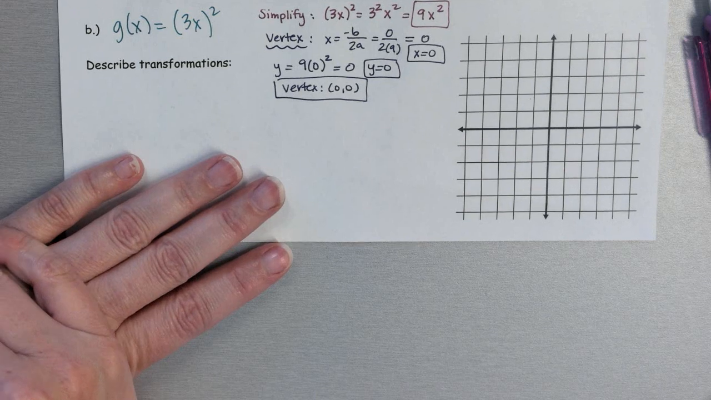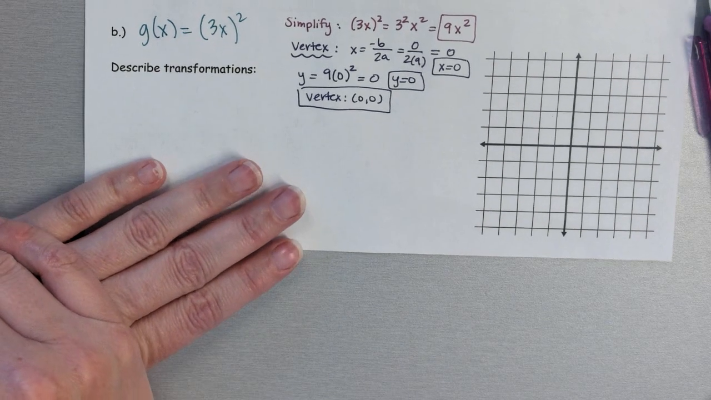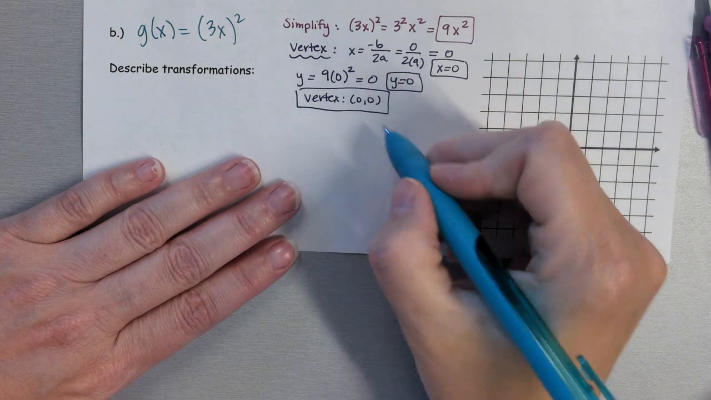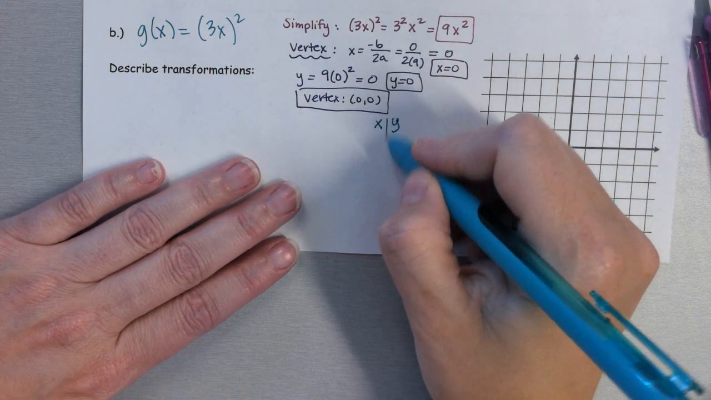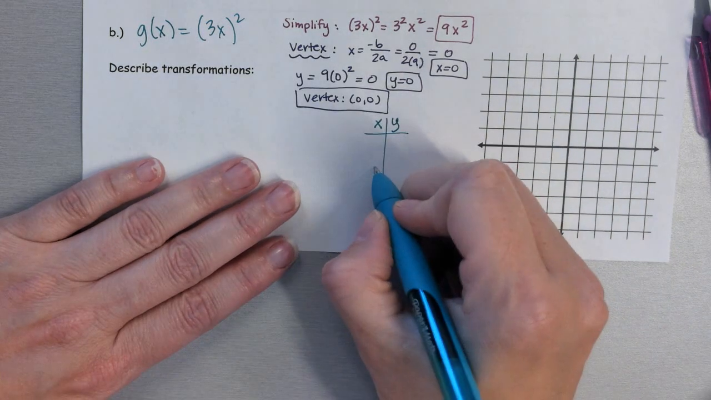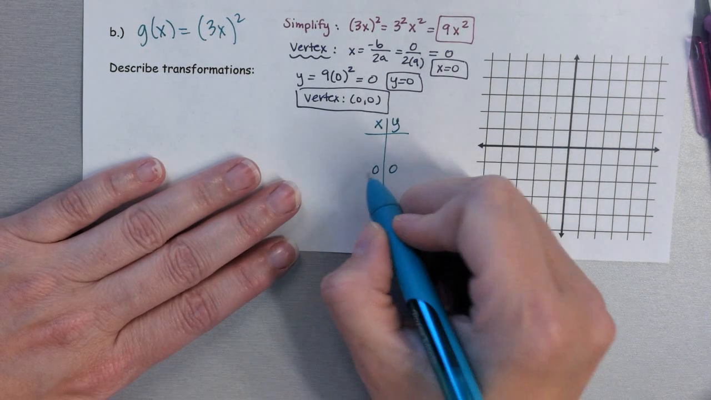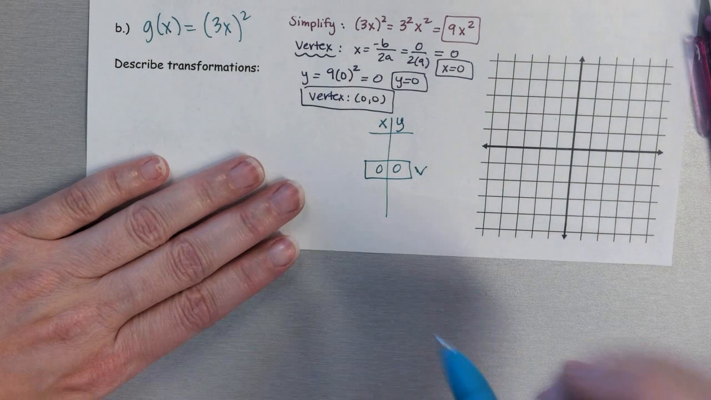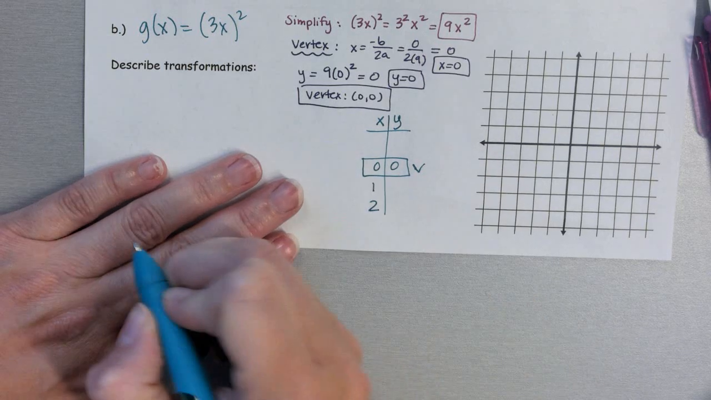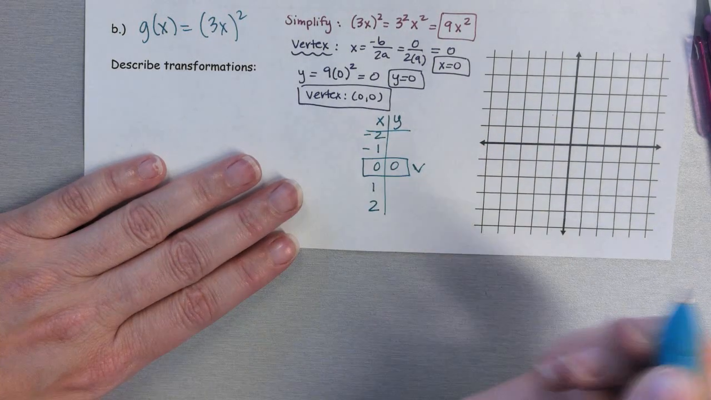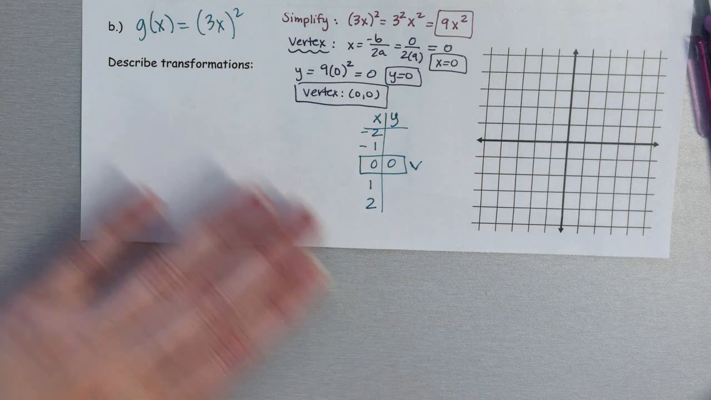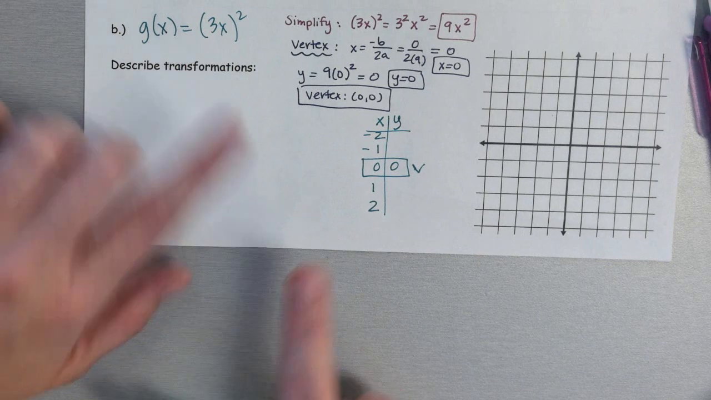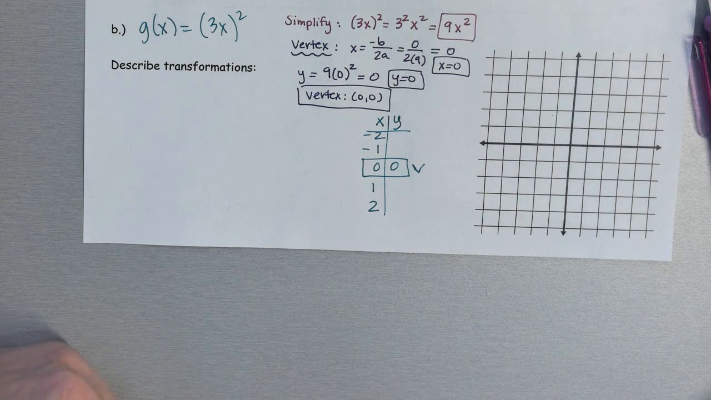Okay, and then Eshe, after I find my vertex, can you remind us what my next step is? Good. And then what do you put on your table first? Good. So the vertex is going to go in the middle. 0, 0. Okay, and then from 0, I'm going to go up 1, 2. I'm going to go down 1, 2. And then just like we did above, we're going to plug these values into my original function and see what we get for y.